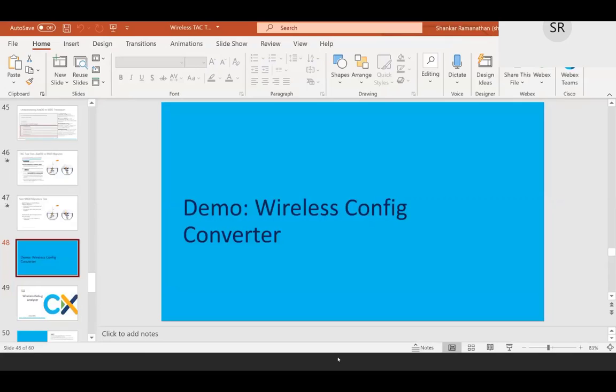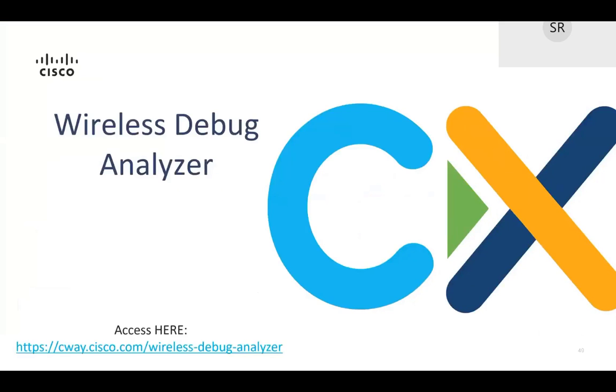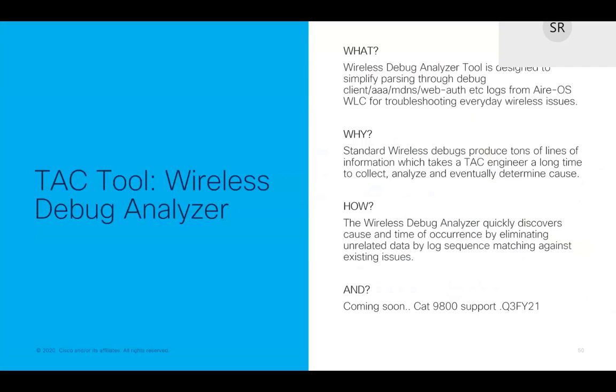With that said, I'm done with the config converter. I'll speak briefly on the wireless debug analyzer. This is one of the most used CVA tools apart from the collaboration solutions analyzer. One of the most popular questions on that is, when are 9800 debugs going to be supported? Just as background, this tool currently only supports the debug client MAC address of AireOS clients.